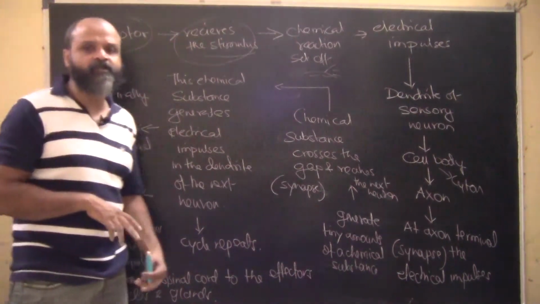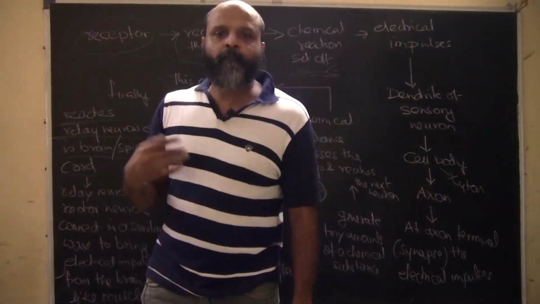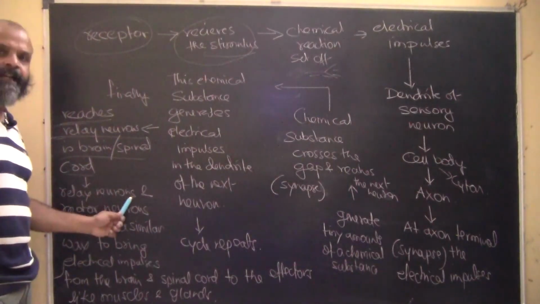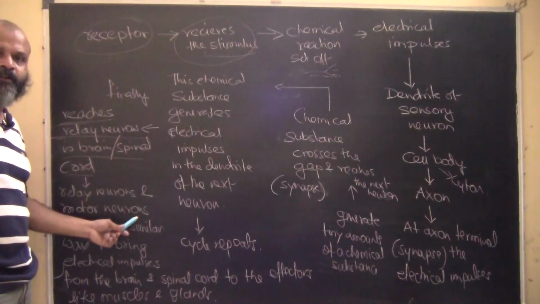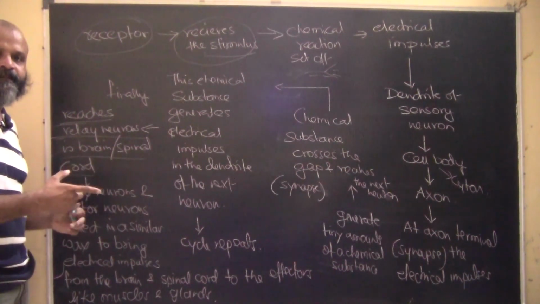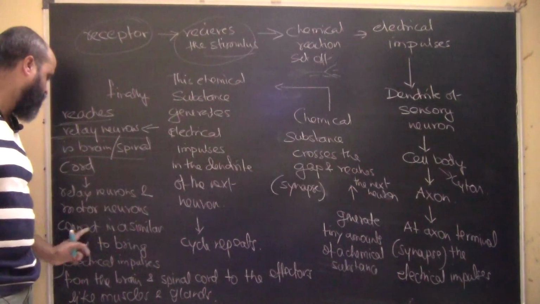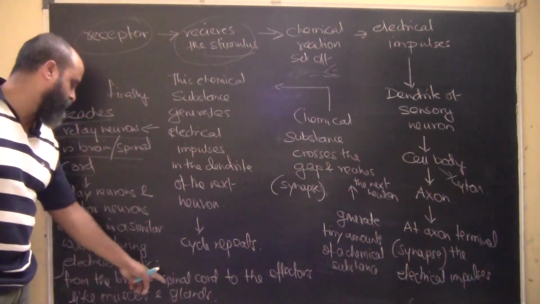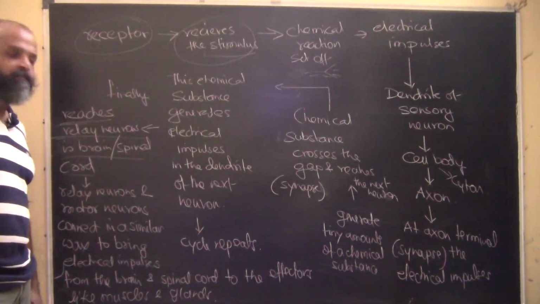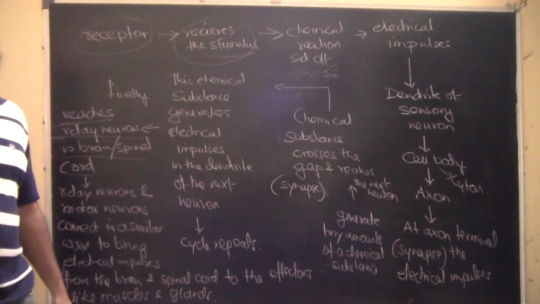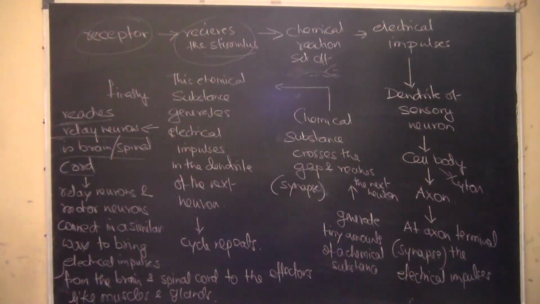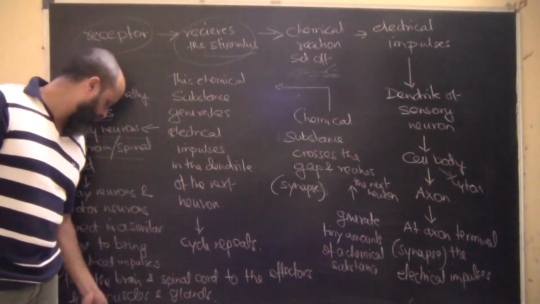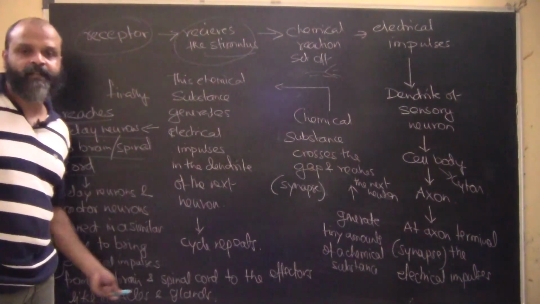Now what are these relay neurons? They are going to make the decision and pass on the decision to the effector organs. So the relay neurons are going to pass on to the motor neurons. Relay neurons and motor neurons work in a similar fashion. They connect in a similar way to bring electrical impulses from the brain and the spinal cord to the effectors like muscles and glands. These relay neurons are basically bringing the information to the muscles and the glands, so that the effect might be implemented.